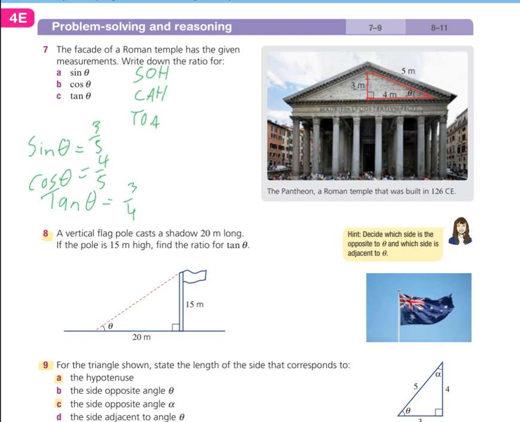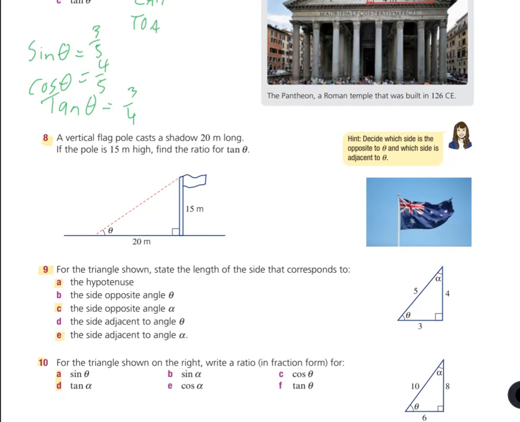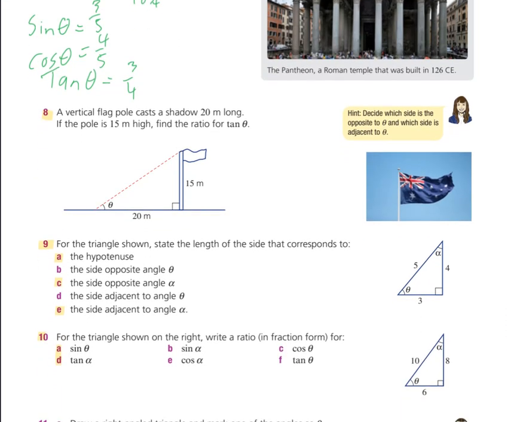Opposite over adjacent. Okay, number 8. A vertical flagpole casts a shadow 20 meters long. If the pole is 15 high, find the ratio for tan theta. Tan is going to be opposite over adjacent. So my opposite is 15, which is going to be tan theta equals 15 on 20, which you can simplify to 3 over 4 if you divide both of those by 5. You should know any numbers that end in 5 and 0 will be divisible by 5.